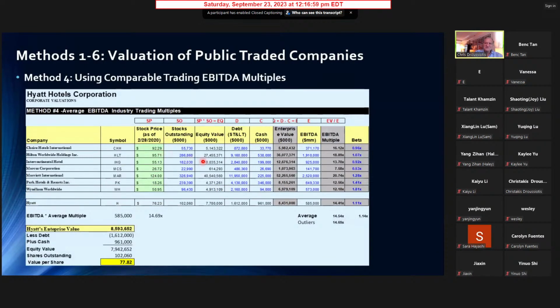Method 4 is more fundamental. You look at Hyatt Hotels as compared to other hotels. So you use the same method 1. You look at the stock price of each hotel, their peers or the competitors. You multiply to get to an equity value. You add the debt minus cash. You get the enterprise value. And then you take the profit of the company before taxes. You take that divided by that to come up with what is a trading multiple.